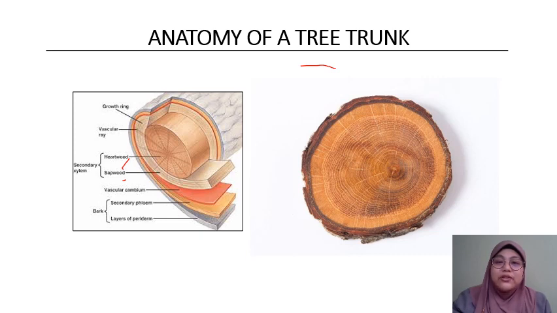Looking at this cross section of a tree trunk, you can see the rings here. So you can see that the vascular cambium produces xylem to the inside and phloem to the outside. And then you would have the cork cambium here, which produces the dermal tissue to the outside. So you will be able to see the rings there.